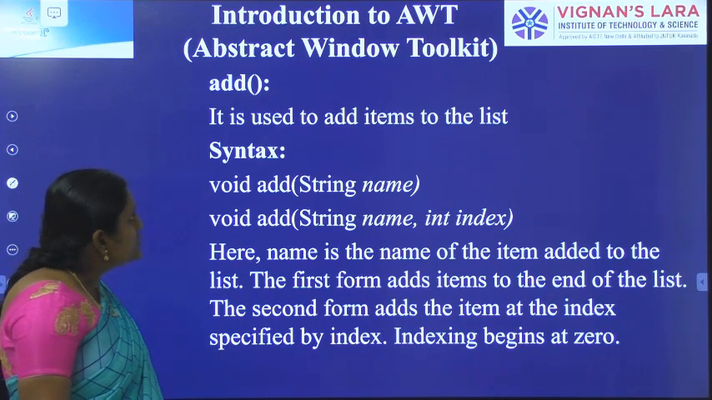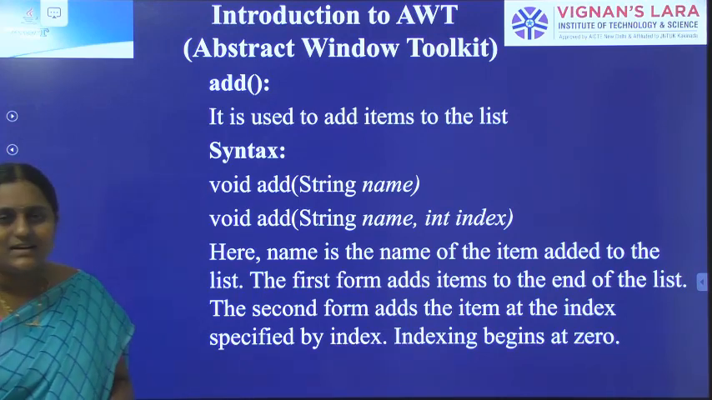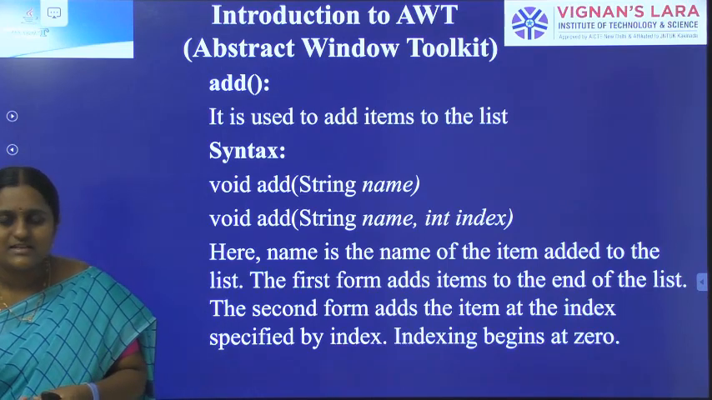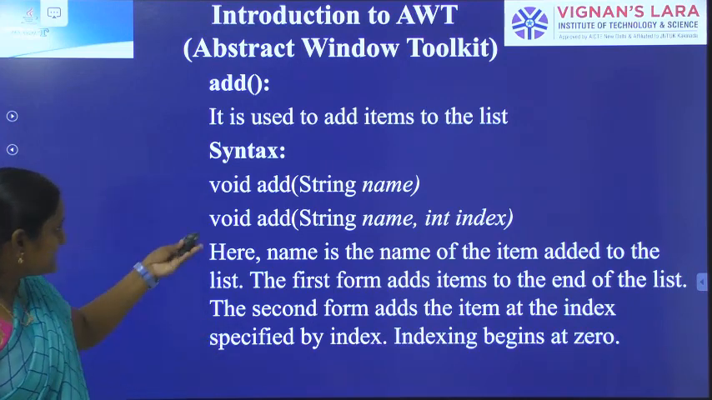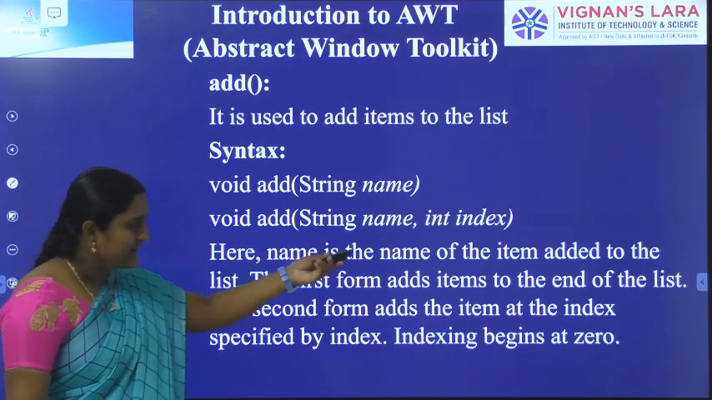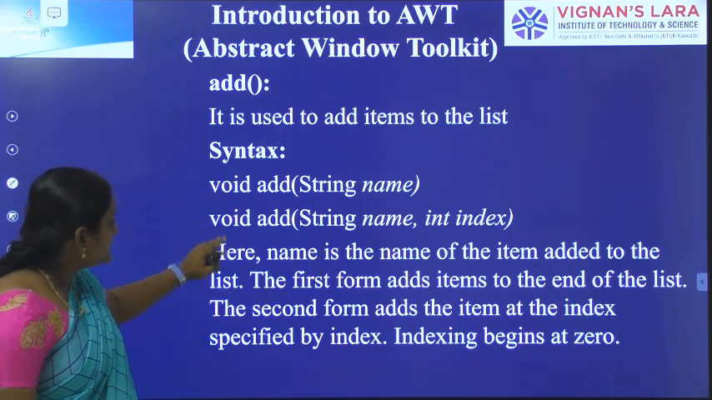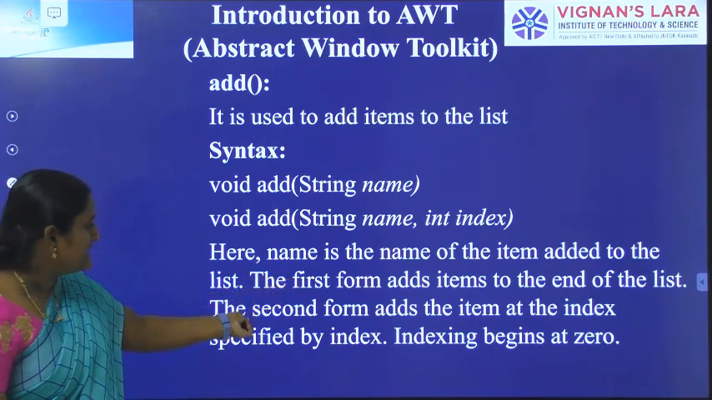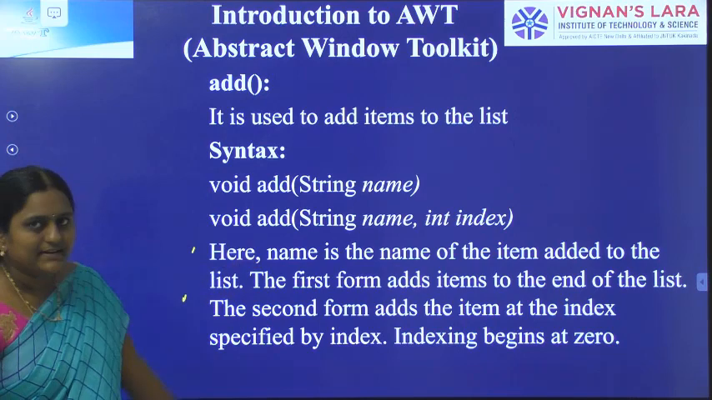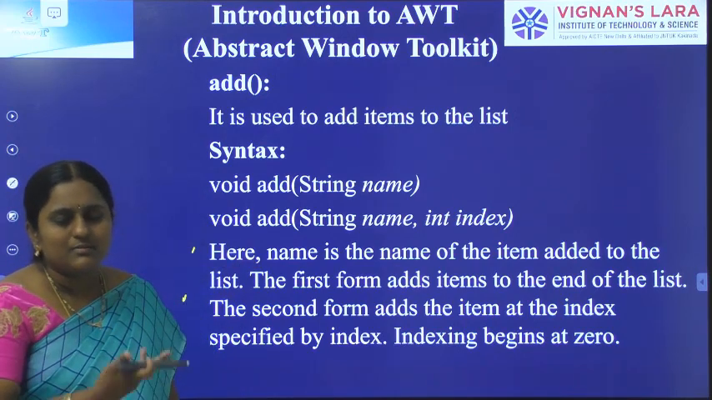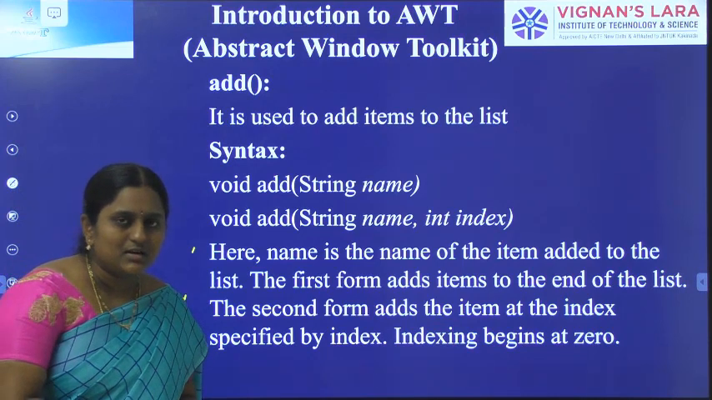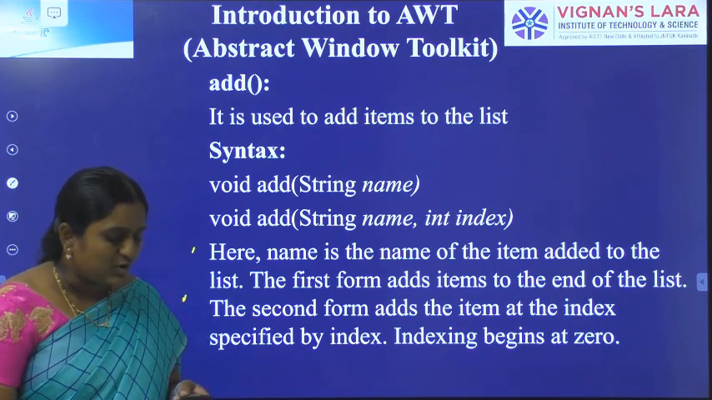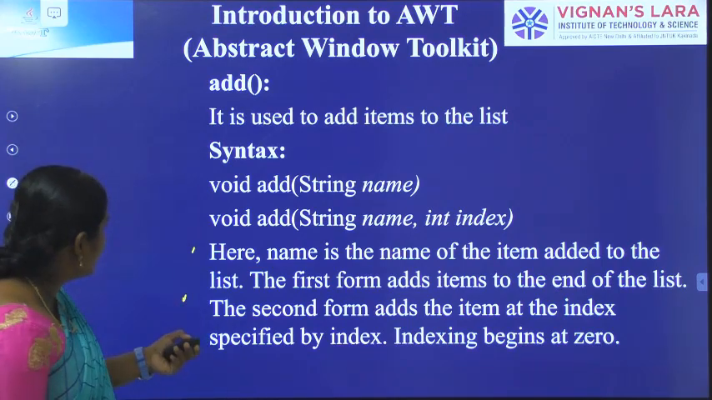Next, the add method. It is used to add items in the list. In choice also, we add items by using the add method. What is the syntax? void add(String name), and void add(String name, int index). Here name is the name of the item added. The first form adds the item at the end of the list. The second adds it at the index specified by the index. Those are the methods available in the List class. If you understand the methods available in the Choice class, then you can easily understand the list methods. Both are the same; only one or two methods differ between choice and list.